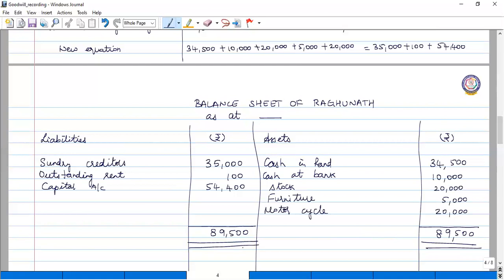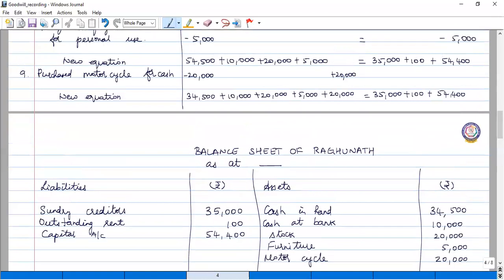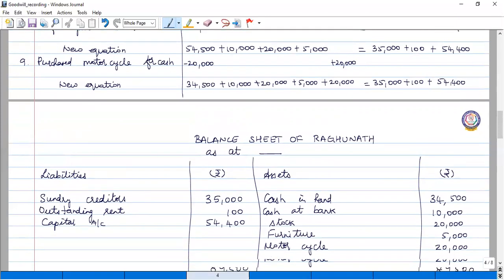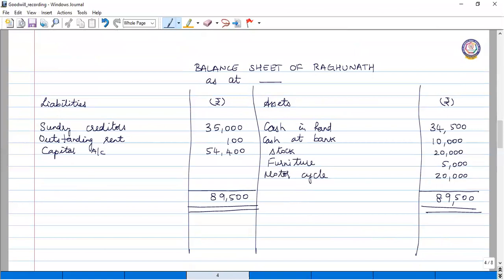Okay, so this is an example for the comparison of how we can just equalize the accounting equation with the concept of balance sheet. Okay, and we'll see the similarity between these two concepts. So today we have seen the balance sheet concept along with accounting equation.